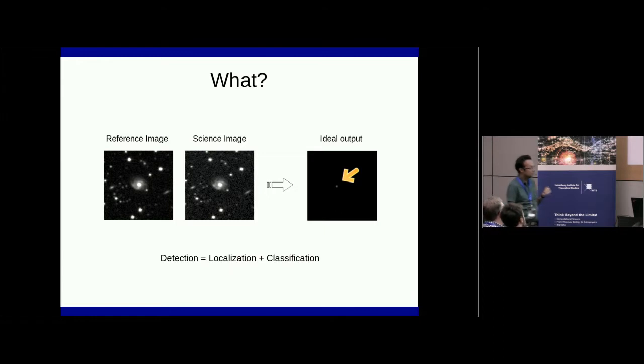One terminology note is that detection, where I come from, was usually defined as localization plus classification. So we need to also localize the object in the image. It's not the case that the transient is at a fixed position and you just need to say if it is a valid transient or not. So this is the definition of the task.